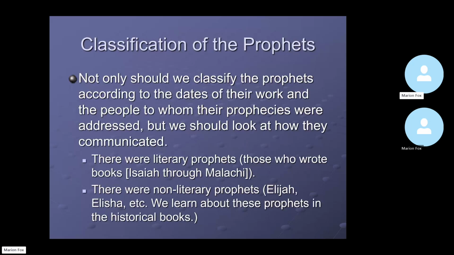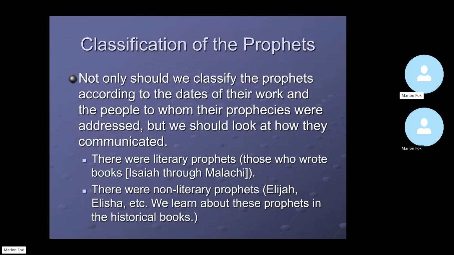Not only should we classify the prophets according to the dates of their work, because this is going to help us be able to interpret them better, more accurately, more precisely, and the people to whom their prophecies were addressed. So we should classify them by the date of their work and the people to whom they're addressed, but we should also look at how they communicated. There were two ways they communicated.